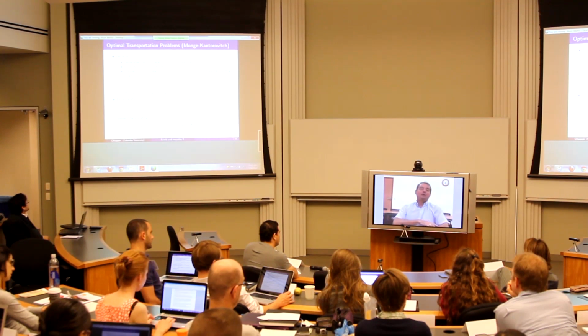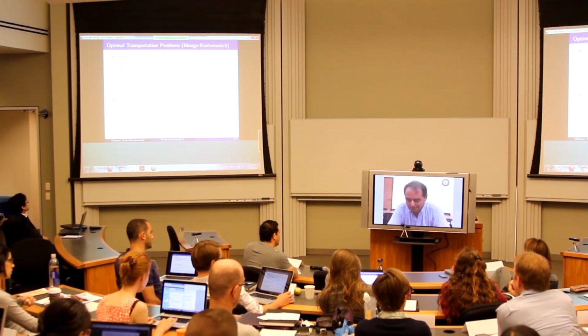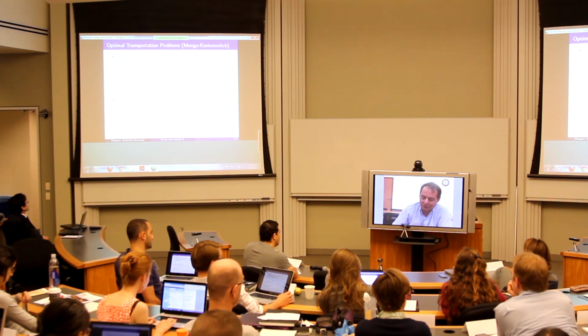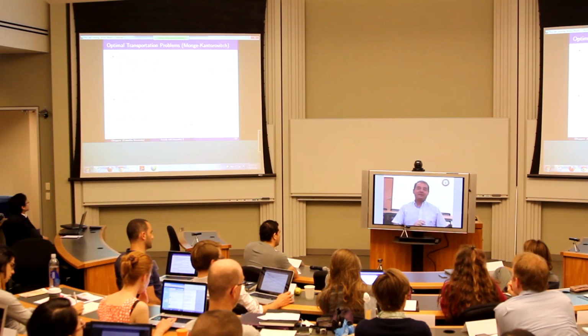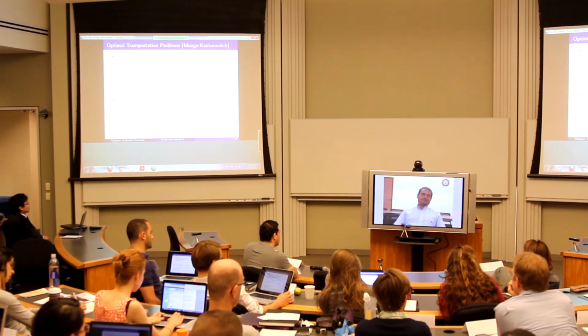I'm trying to find dual functions u of x and v of y that minimize the sum of those two integrals here, and look at the constraint. The constraints are exactly my stability condition.